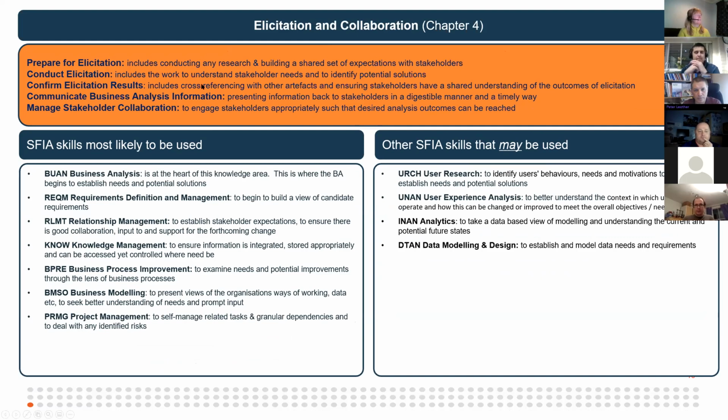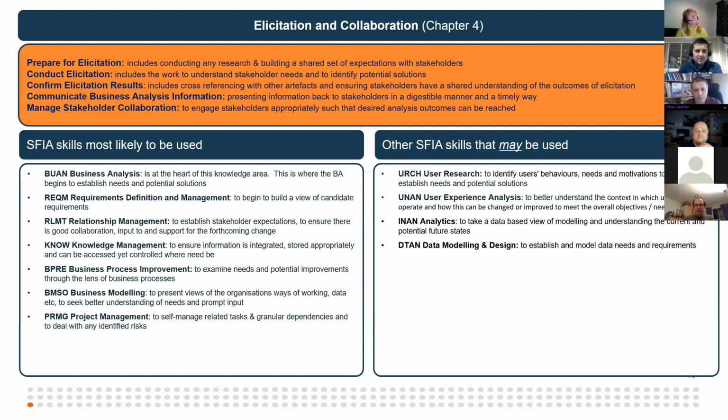Obviously we are doing these things in the orange box, and what each slide shows you, the orange box is a little bit of a summary of the elements, I think is the correct word. Sam will correct me if I'm wrong. Tasks, right? Okay, yeah, because I sometimes get it mixed up. So these are the key tasks that the BABOK says you do when you are doing elicitation and collaboration. So: prepare for elicitation, conduct elicitation, confirm elicitation results, communicate business analysis information, and manage stakeholder collaboration. And that's that chapter of the BABOK in effectively 100 words.